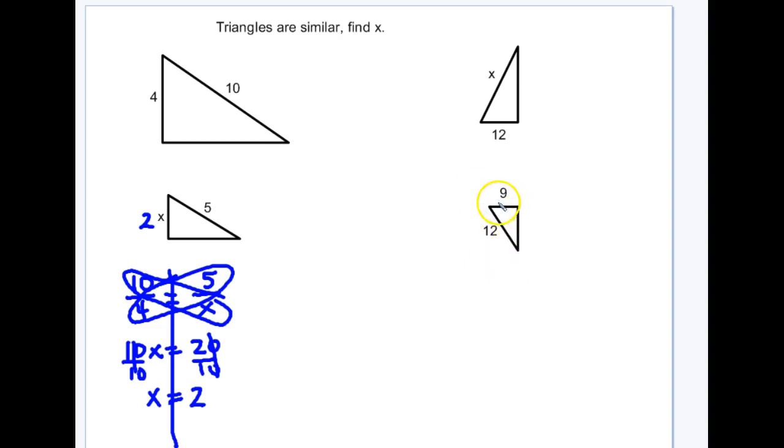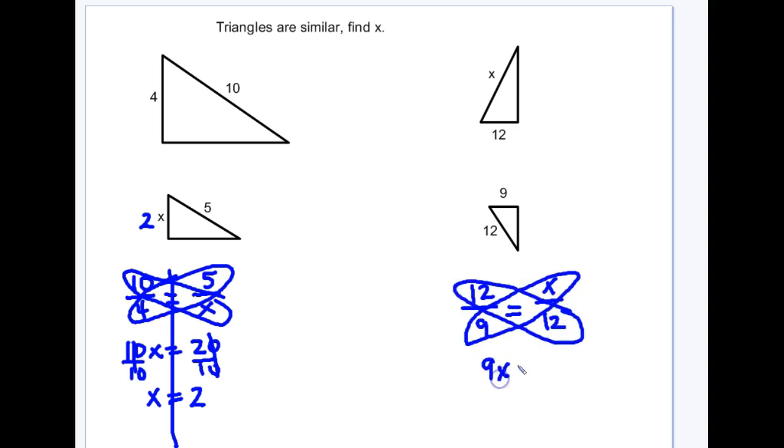So I'm going to write up that proportion as, again, I'm going to take my big over my small. I know that 12 is my diagonal, 9 is not. Over here, x is my diagonal, and 12 is my side. I'm going to do my cross multiplication. I'm going to say 9x is equal to 12 times 12, which is 144. And I'm going to divide both sides by 9. This is going to become x is equal to the quotient of 144 divided by 9.